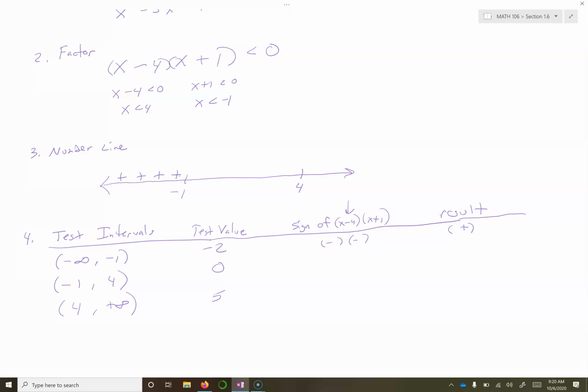All right, now I just repeat for the other test values. How about 0? Well, 0 minus 4 is going to give me a negative number. 0 plus 1, that gives me a positive number. So negative times positive gives me negative. So between negative 1 and 4, I get negative values. And then lastly, 5 minus 4 gives me positive, and then 5 plus 1 gives me positive. So I get a positive result greater than 4. Okay?